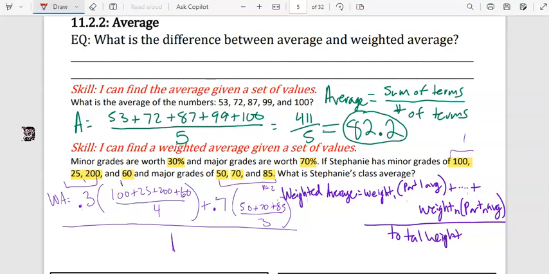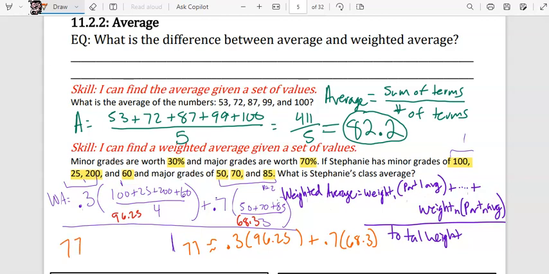For the first one, we get an average of 96.25, and for the second part, we get about 68.3. Now let's rewrite them and evaluate. 0.3 times 96.25 plus 0.7 times 68.3. And then we divide by 1, and it will be the same number, so we don't need to write that. So that'll come out to be about 77. So that means that Stephanie has a 77% in class.